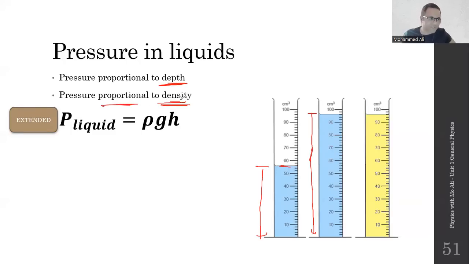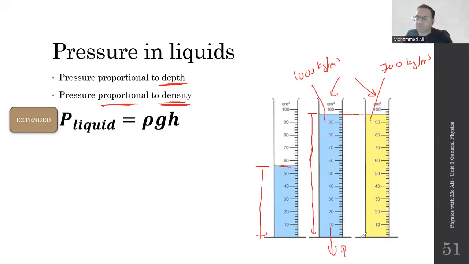But what do you mean it's proportional to density? If I have two measuring cylinders that are both filled to the same level, same height, but they're different liquids. This is water, let's say with the density of 1,000 kilograms per meter cubed. And this is oil. Let's say it has a density of 700 kilograms per meter cubed. Both of them have the same height, but both of them will not apply the same pressure. The water will apply more pressure at the base of its container or on the floor than the oil, because it's literally heavier. It's more dense.